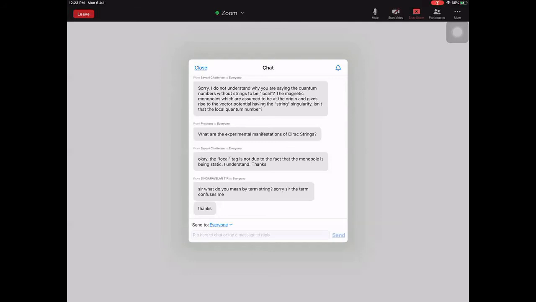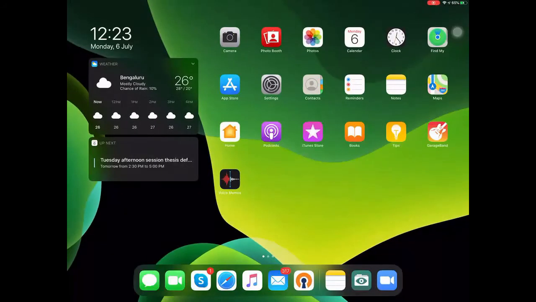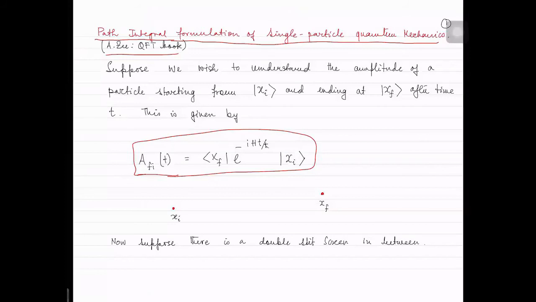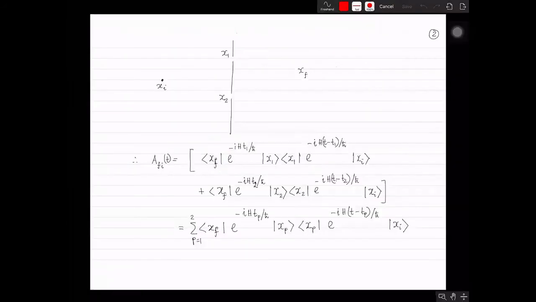Okay, good. I assume that everyone is okay with this expression, both the notation and the content. So now suppose between xi and xf there is a double screen like this. So the particle can go this way or this way. So then we know that it is going to be a sum of amplitudes.